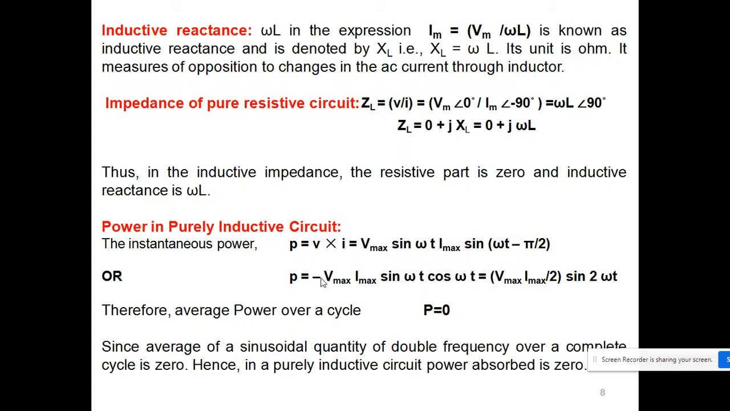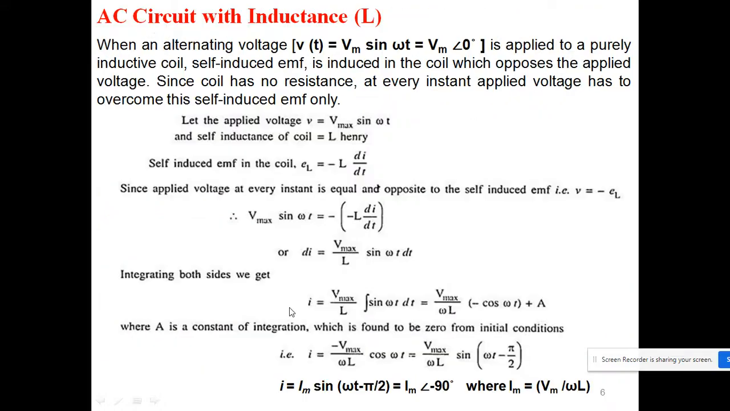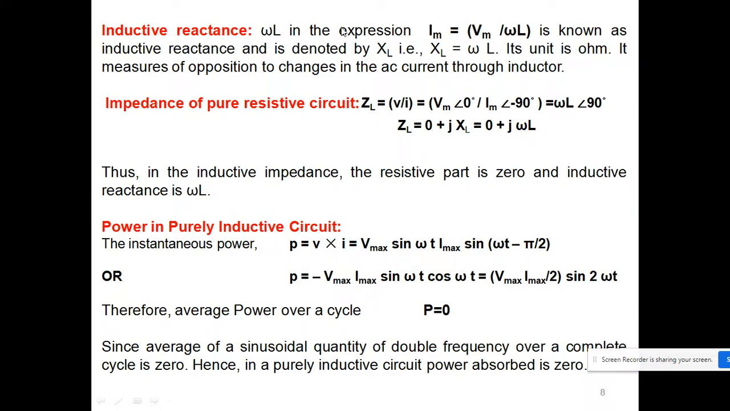So here we can define the inductive reactance also. If you see in the previous slide, from this I can define omega L equal to Vm upon Im. This omega L expression is known as the inductive reactance, and it is denoted by XL. So XL is nothing but omega L, the inductive reactance. Its unit is the ohm.